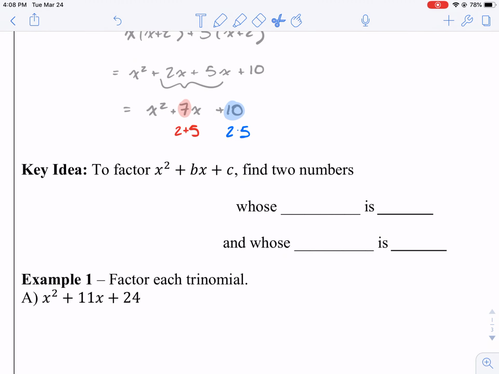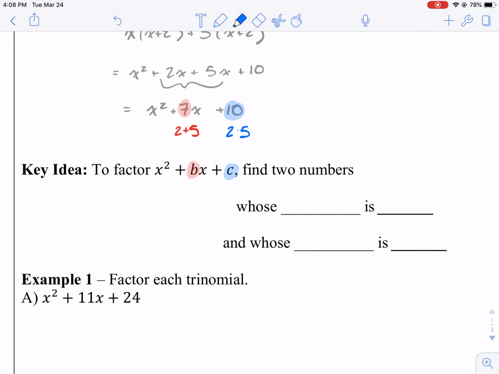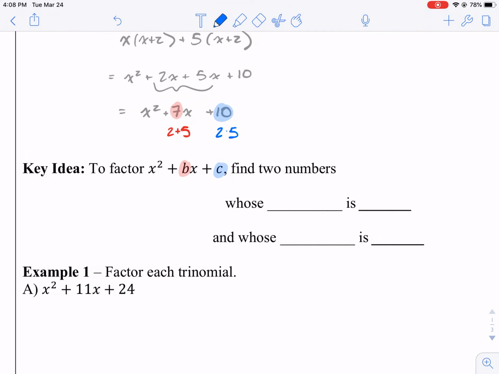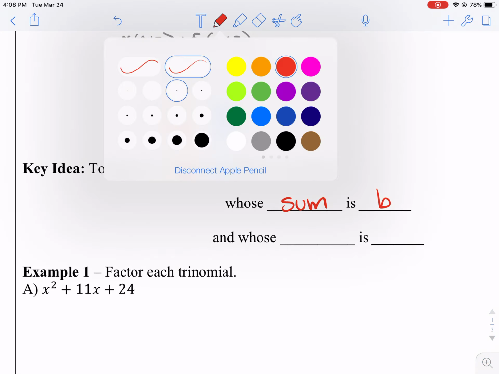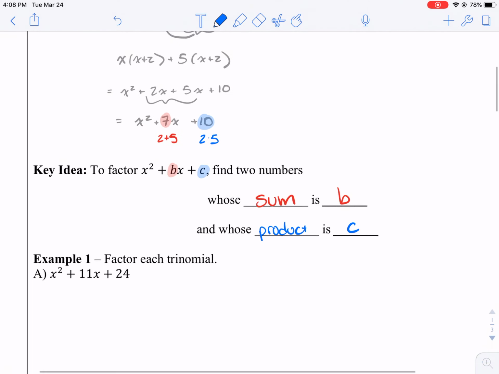If we're going to factor a trinomial of the form x squared plus bx plus c, just like this one, we are going to need to find something to do with b and something to do with c. We're going to find two numbers whose sum is b and whose product is c. That is, we find two numbers who add to b and who multiply to c. Think you got it? Let's find out.